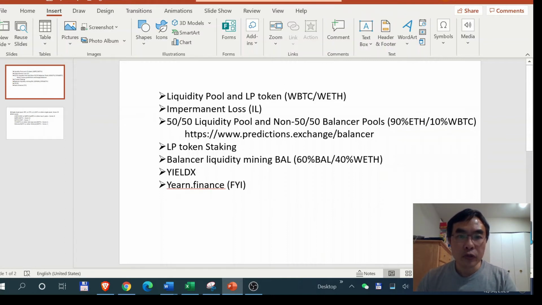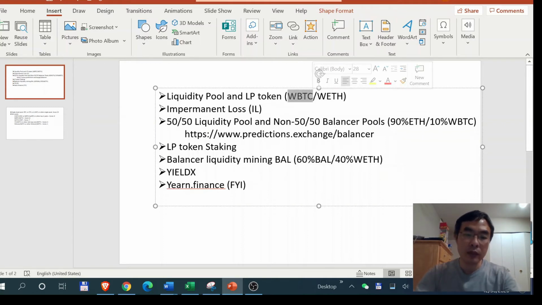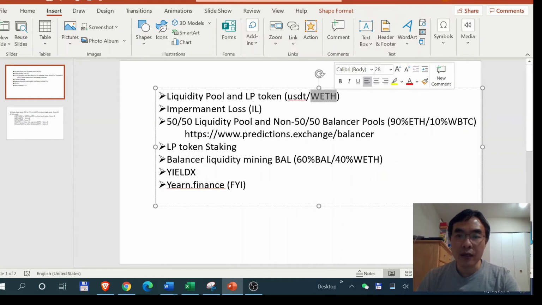Now, before I show you how to use the LP token to do DeFi, we have to talk about impermanent loss. So what is impermanent loss? For example, if you deposit two coins, let's say USDT and Ether, into this pool, and the price of Ether collapses by 90%, because the values of these two coins are 1 to 1, the value of the other one will also collapse with it.